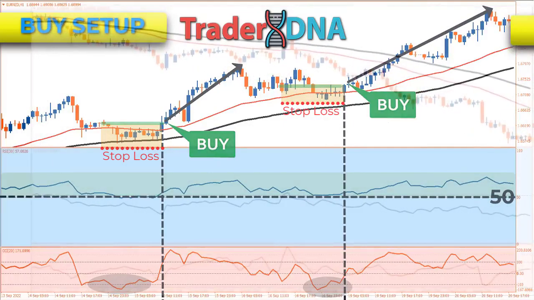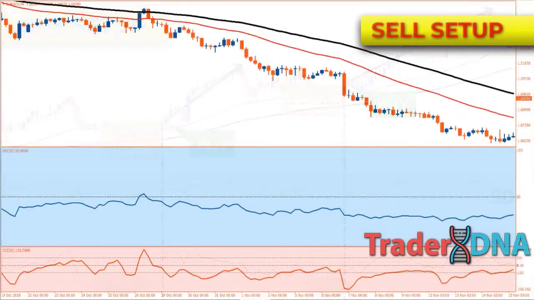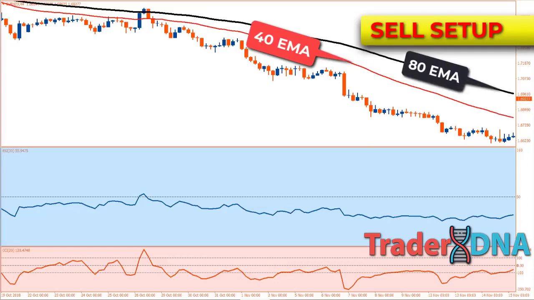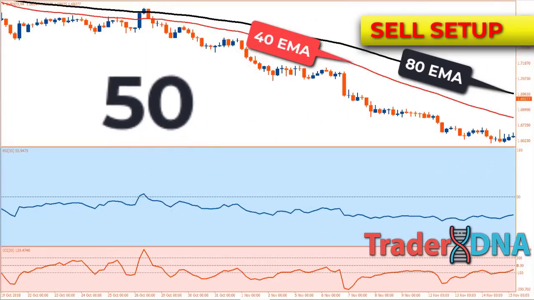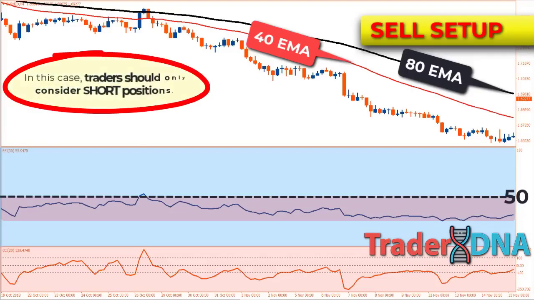Sell setup while using EMA, RSI and CCI indicators. A trader should only consider entering a short position or sell when: first, the 40-period is below the 80-period EMA. Second, the 30-period RSI reading is below 50. Whenever the 30-period RSI indicator is below the 50 line, it indicates the underlying price has turned bearish and that price is likely to continue edging lower.